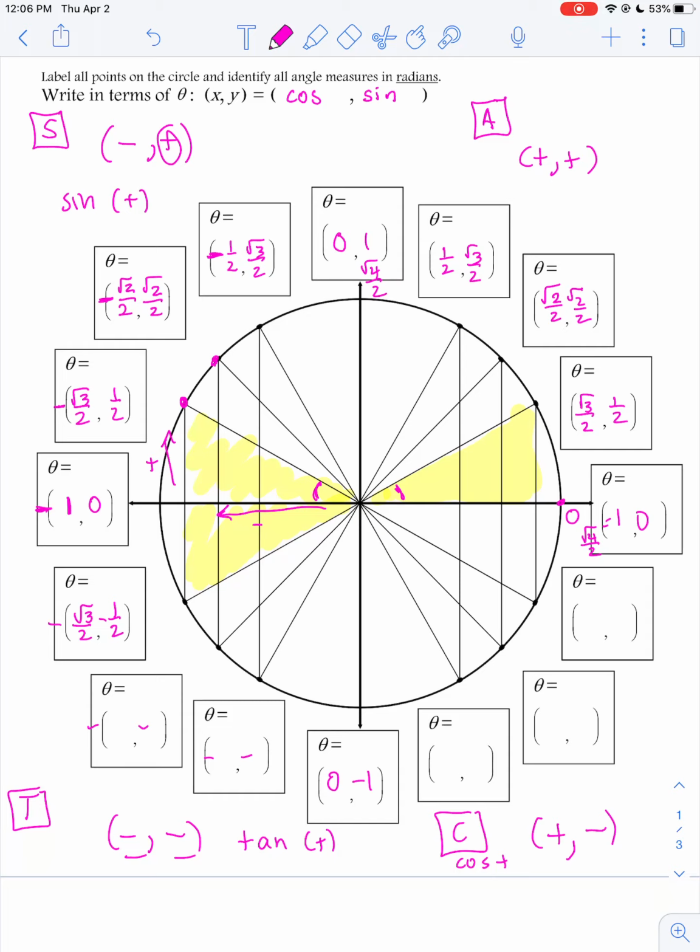Okay, if we go ahead and fill out this, I'm going to have you hit pause and try to figure out what the rest of the third quadrant is, and the fourth quadrant. So hopefully you got negative radical 2 over 2 and negative radical 2 over 2, negative 1/2, negative radical 3 over 2.